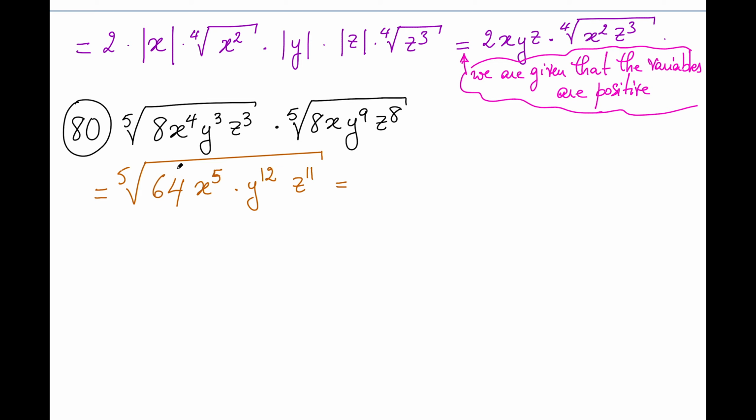All right. 60. Okay, let's split them up. So the fifth root of 64 times the fifth root of x5 times the fifth root of y12 times the fifth root of z11.